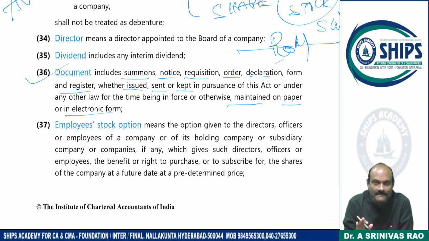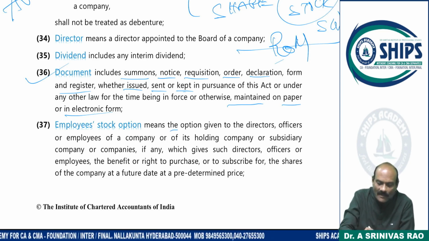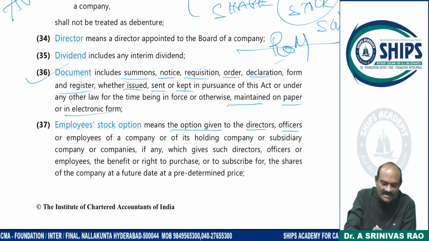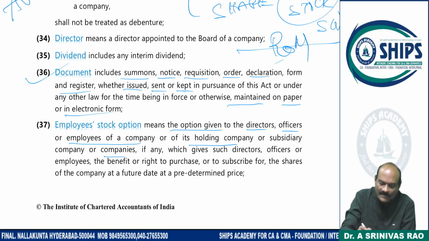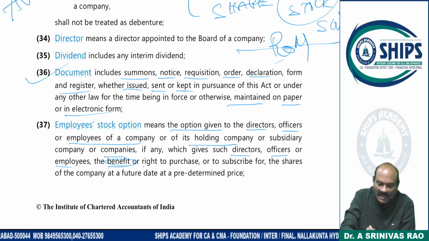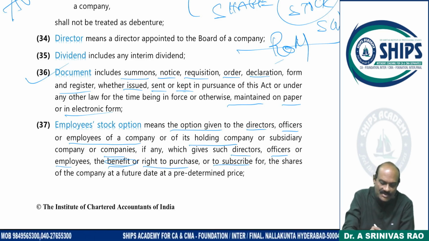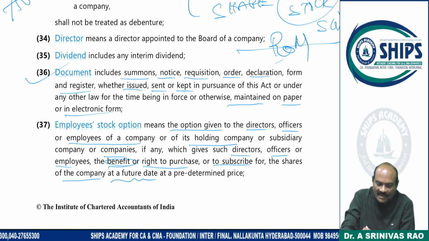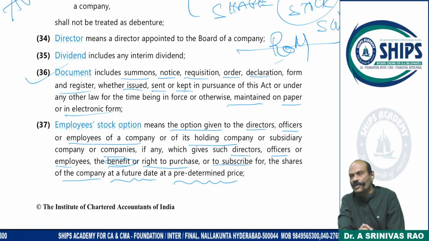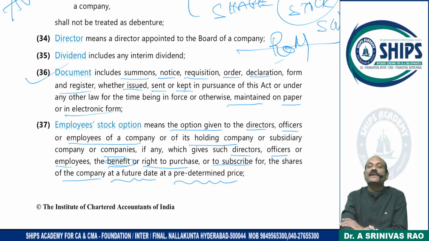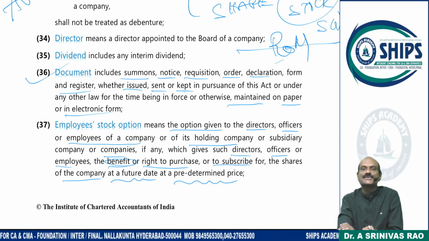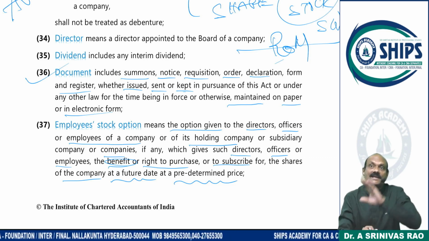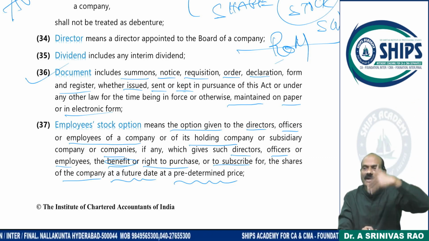Employee stock option scheme can be offered. It is the option given to the directors, officers or employees of the company or its holding company, subsidiary company or companies, if any, giving such directors, officers or employees the benefit or a right to purchase or subscribe for shares of the company at a future date at a predetermined price. 4 years completed, we are allotting the shares for you today, for 100 rupees per share. Money you have to pay on so-and-so date, and whatever rate is prevailing on that date, that rate you have to pay.